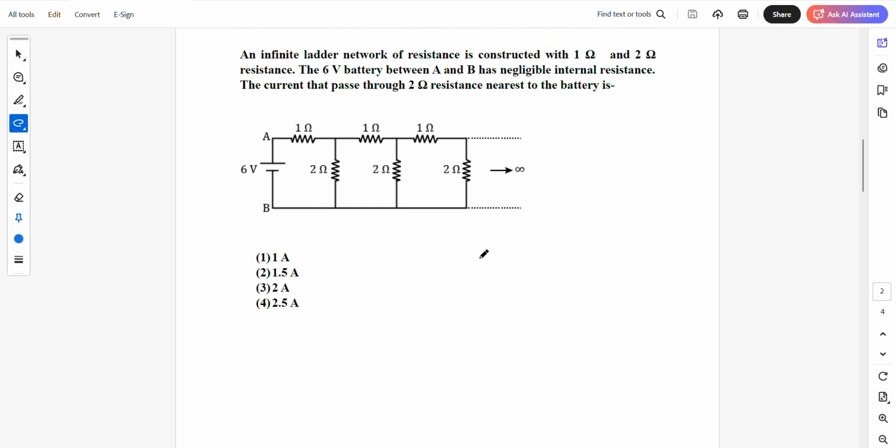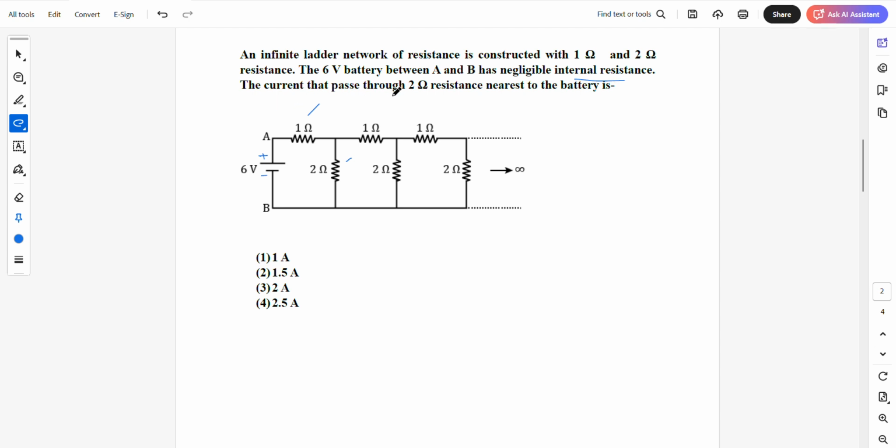An infinite ladder network of resistance is constructed with 1 ohm and 2 ohm resistors. A 6-volt battery is connected between A and B, with plus and minus terminals, and it has negligible internal resistance.